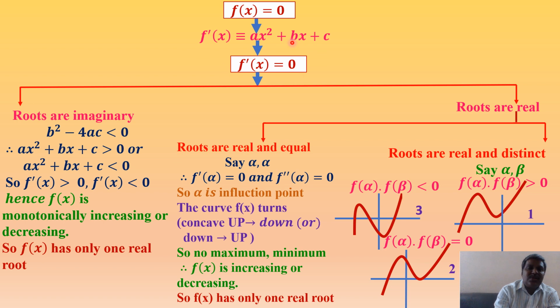Suppose f dash x equal to 0 has two real and distinct roots. Then you go for the nature of f of alpha into f of beta. So alpha and beta are two real and distinct roots for f dash x equal to 0. Calculate f of alpha into f of beta. If it is less than 0, we have three real and distinct normals. If f of alpha into f of beta is greater than 0, we have only one real normal. If f of alpha into f of beta is equal to 0, two real normals.